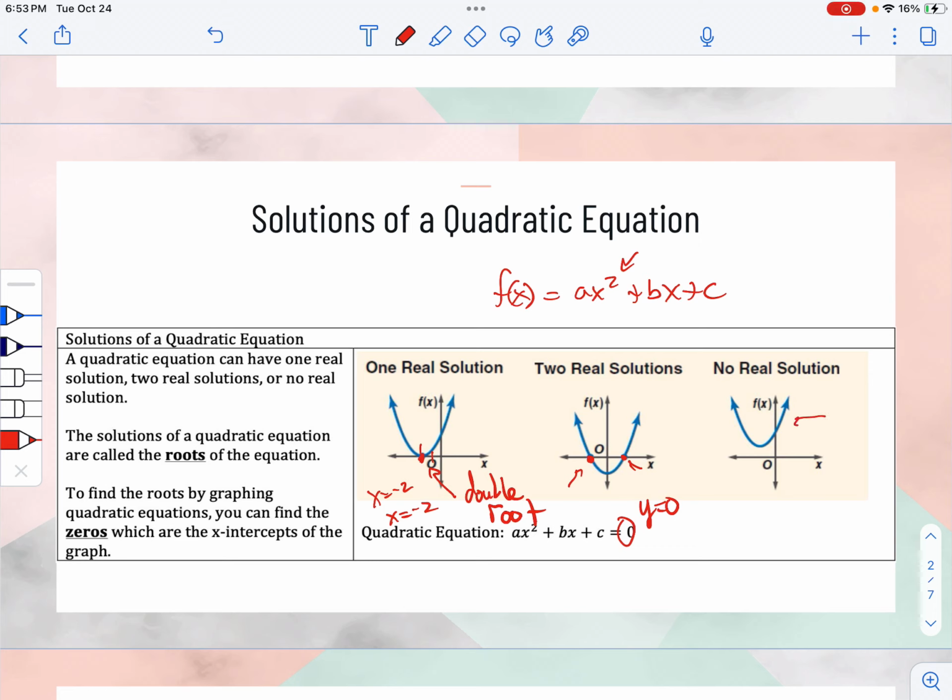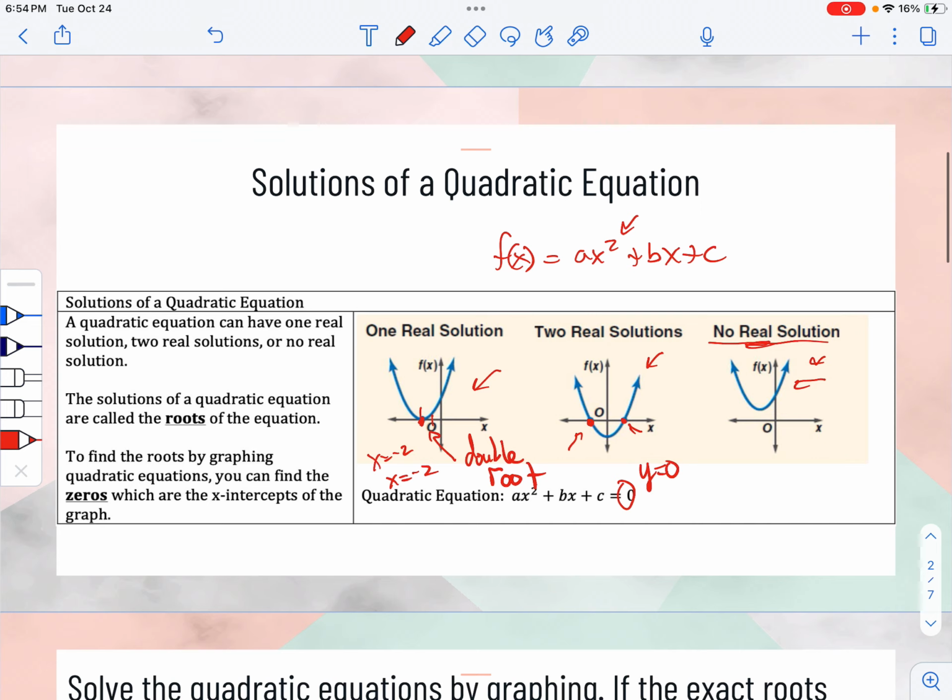This one doesn't cross the x-axis at all, so it has no real solutions. It would have two what we call imaginary solutions, and we're not even to that point yet. So it's either one solution, two solutions, or no real solutions, we'll say.